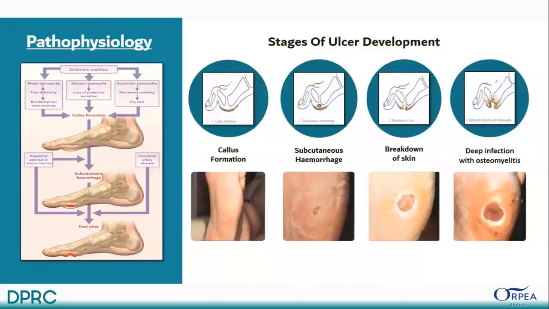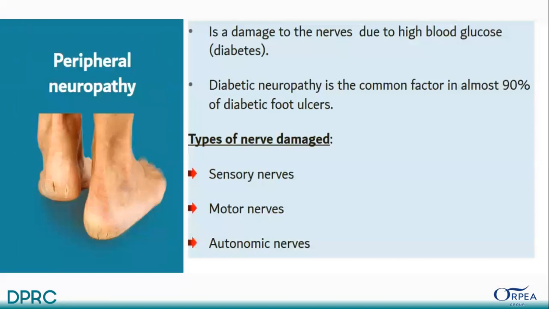The stages of ulcer development are callus formation, subcutaneous hemorrhage, breakdown of the skin, and deep infection with osteomyelitis. Peripheral neuropathy is damage to the nerves due to high blood glucose, that is diabetes. Diabetic neuropathy is a common factor in almost 90% of diabetic foot ulcers. Types of nerve damage are sensory nerves, motor nerves, and autonomic nerves.